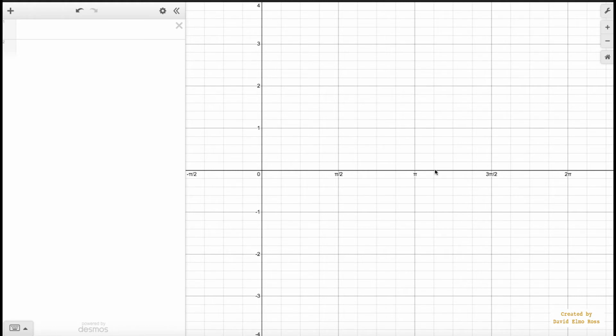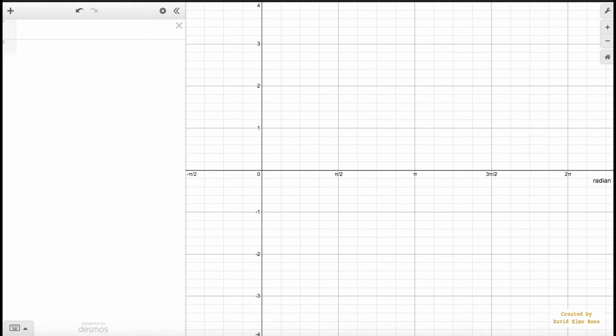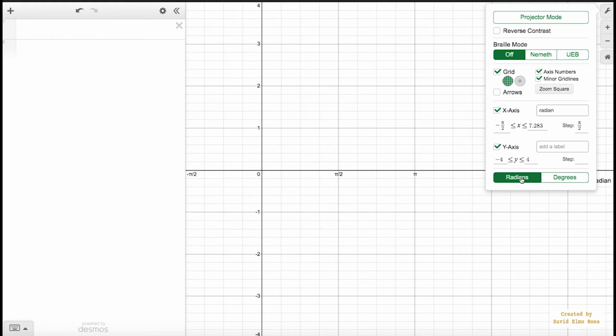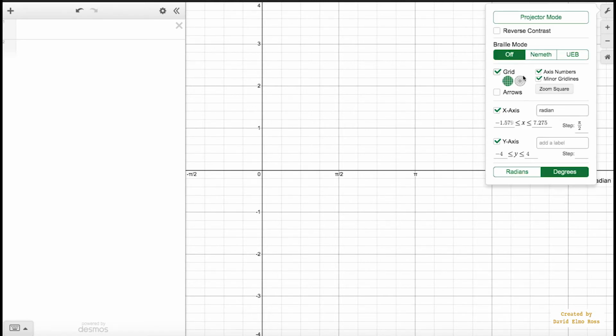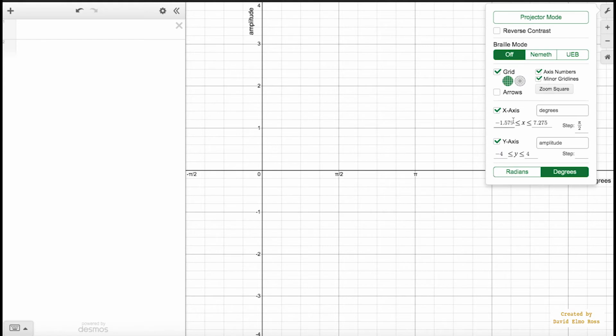Now if we want to go from radian measure, we can actually put in here a label of radian, and you can see that it does tell us that it's radian, which is what we've got set up here. But we can change this to degrees. Let's switch over to degrees, and let's change the title here to be degrees, and let's change the title here to be amplitude. Now to make this show in degrees instead of pi, radians, and so forth, what we have to do is go back to here and set our defaults.